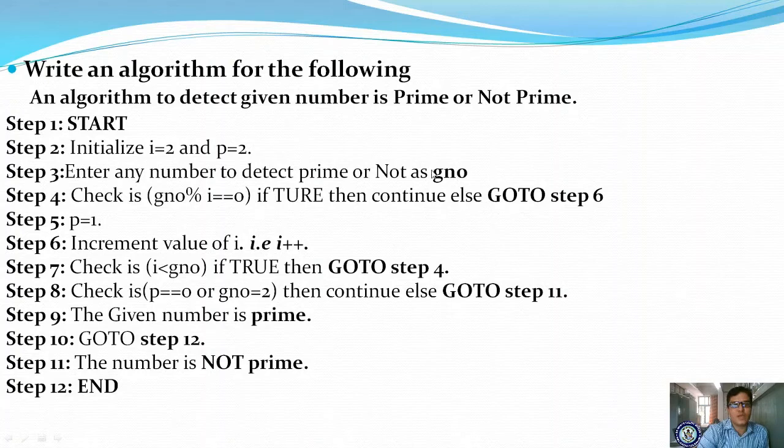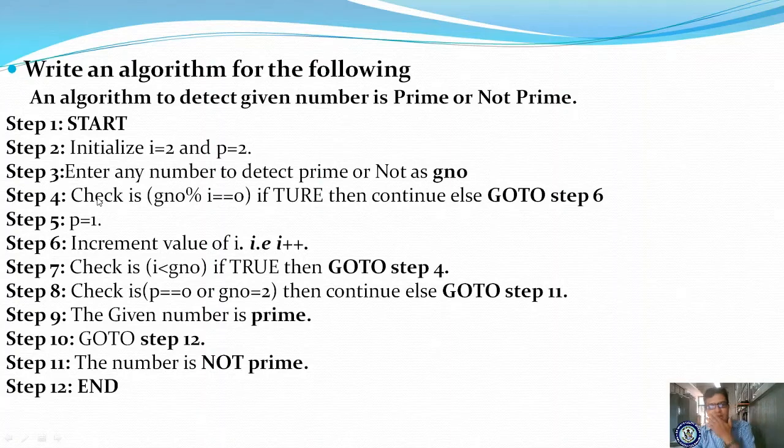Now I am giving 9. As we know, 9 is not a prime number. Whether 9 is a prime number? No. 9 is also not a prime number, right? Why? Because 9 is divisible by 3, right? What is the definition of a prime number? The number which is divisible by 1 and itself.